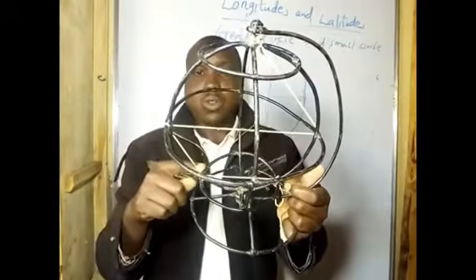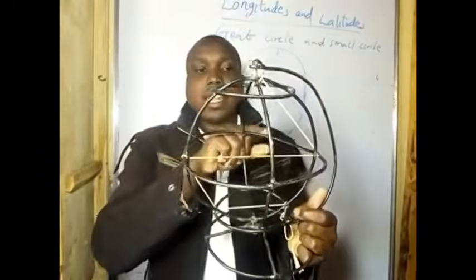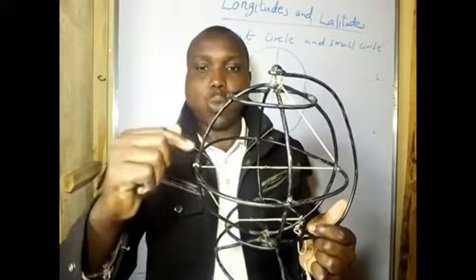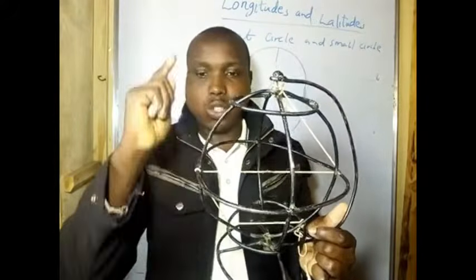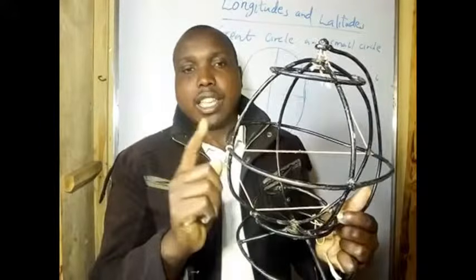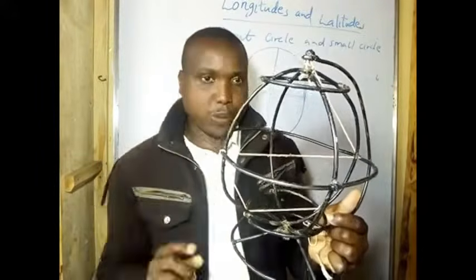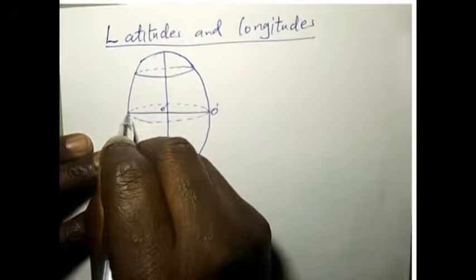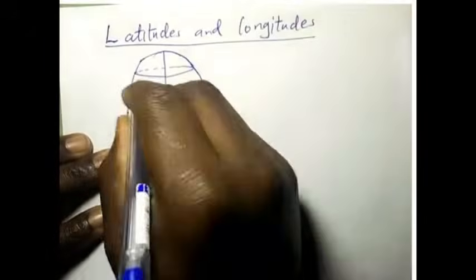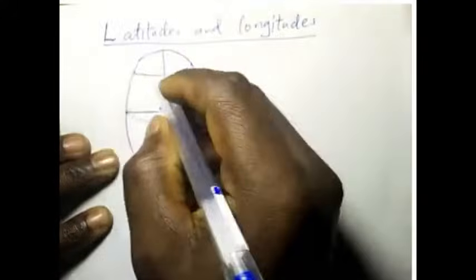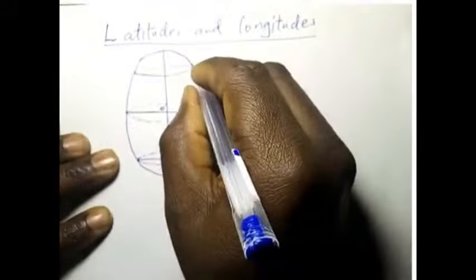So the equator is 0 degrees, above it is 1 degree, 2 degrees, up to 90 degrees, and below the equator there are more circles. We are saying that this is the equator, and these lines that go like this, we call them latitudes.